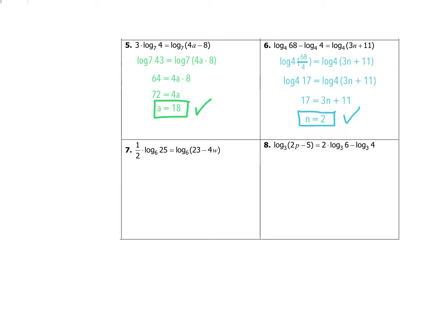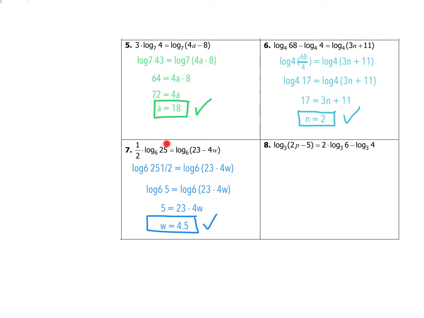All right, so number 7 is a little bit tricky, but I think you can do it. So go ahead and pause the video and try it now. All right, so hopefully you were able to recognize that over here I can use the power property, which says that I can take whatever is being multiplied by a log and put it as the exponent. So I was able to condense this into log base 6 of 25 to the 1/2.